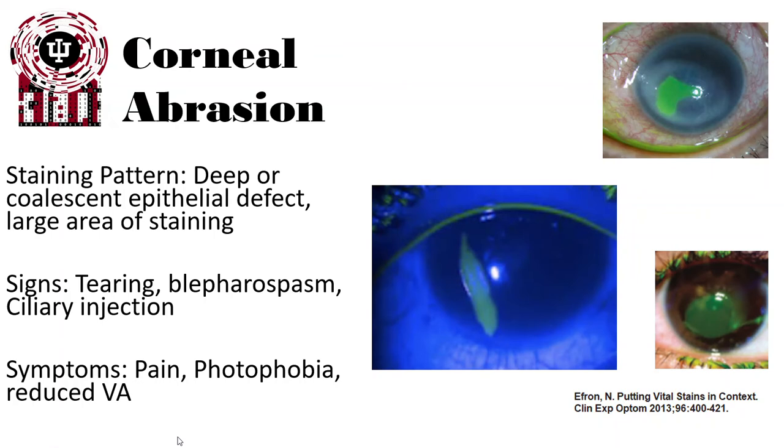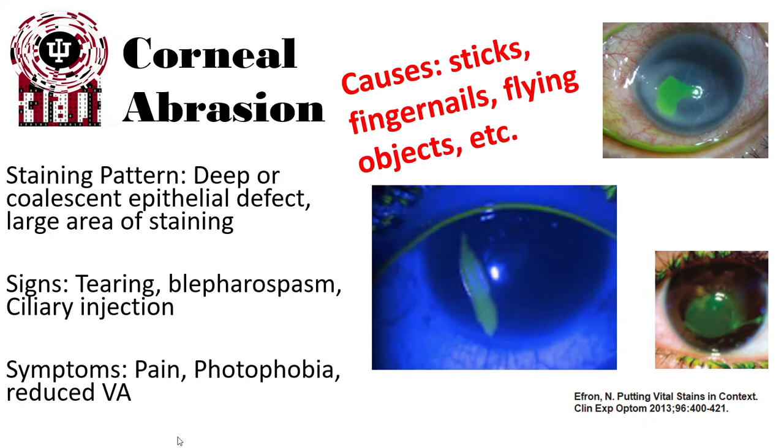Next up is corneal abrasions. These corneal abrasions have deep or coalescent epithelial defects with large areas of staining. We can see 3 examples on the right. Signs include tearing, blepharospasm, and ciliary injection. Some symptoms for the patient can be pain, photophobia, and reduced visual acuity. Again, though, these are typically large areas of epithelial defect where something's been scratched across that cornea. These can be caused by sticks, fingernails, flying objects, pieces of wood, etc.